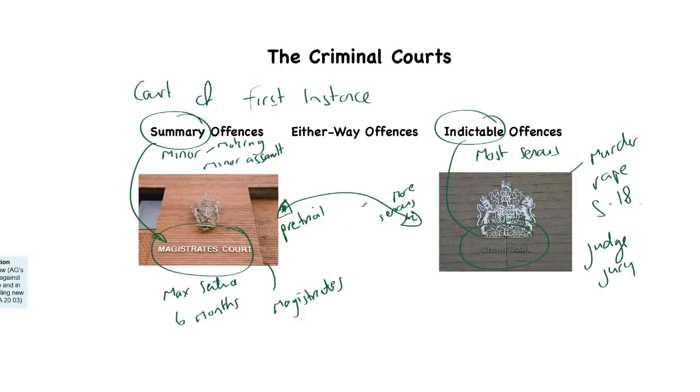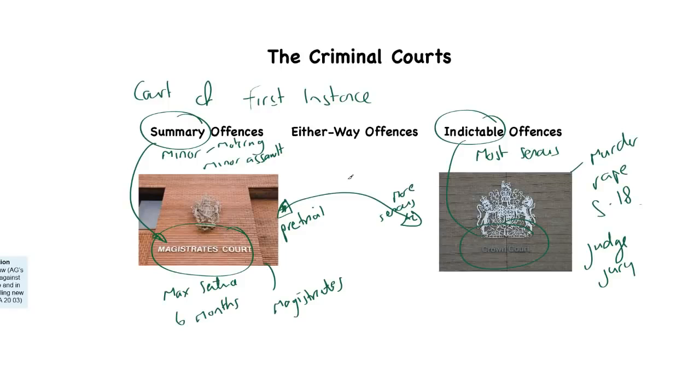Either way offences are those that can be tried in either the magistrate's court or the Crown Court, with the most serious either way offence being heard in the Crown Court and the least serious being heard in the magistrate's court. But most of the pre-trial work is done in the magistrate's court. And what we mean by either way offences that are serious or not is the circumstances of the case.